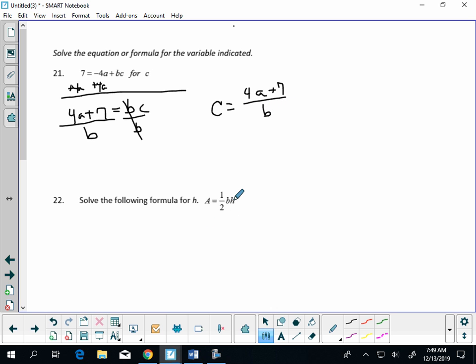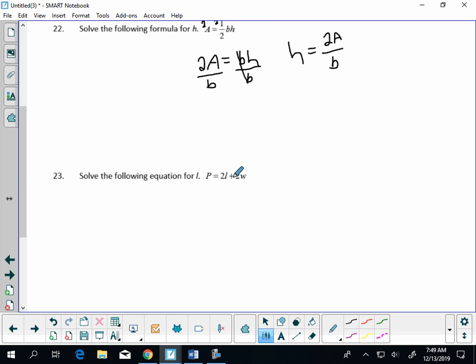On this one, I want to solve for h. I need to get rid of that 1/2. I multiply by the reciprocal, which is 2. So I'm going to get 2a equals b times h. Still trying to get the h by itself. I need to get rid of the b. So divide both sides by b. h equals 2a over b.